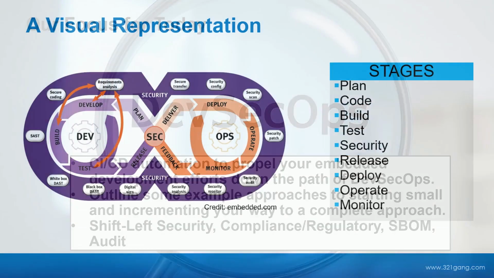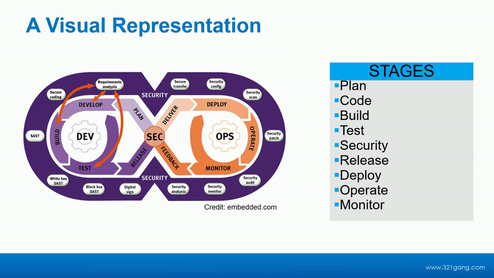DevSecOps is the practice of integrating security into every stage of the software development lifecycle, from planning and coding to testing, release, and monitoring. Rather than treating security as a final checkpoint, DevSecOps shifts left, embedding security tools and practices early in the pipeline. This approach helps teams catch vulnerabilities sooner, reduce risk, and respond faster to threats, all without slowing down delivery. For embedded systems where compliance and safety are non-negotiable, DevSecOps ensures that security and quality go hand in hand, and that automation supports, not hinders, regulatory goals.